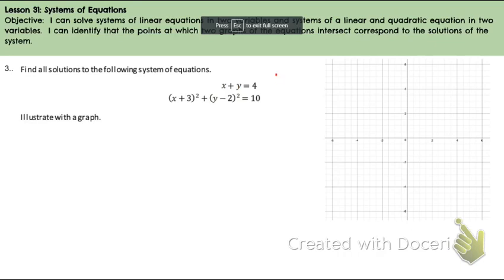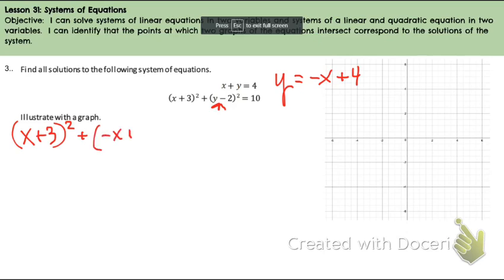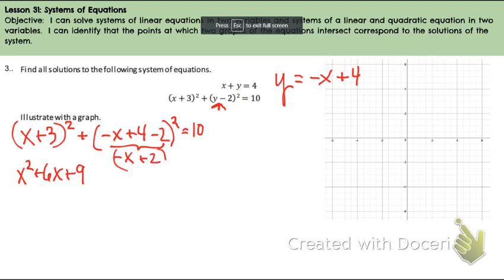We're going to solve for y in terms of x, so y equals negative x plus 4. And then I'm going to plug that into this equation here. (x plus 3) squared plus, where I see y, I put in (negative x plus 4) minus 2, squared, equals 10. So this becomes x squared plus 6x plus 9. This becomes (negative x plus 2) squared. So negative x squared is x squared. 2 times negative x is negative 2x, and then you double it, so you get negative 4x. 2 squared is 4, equals 10.